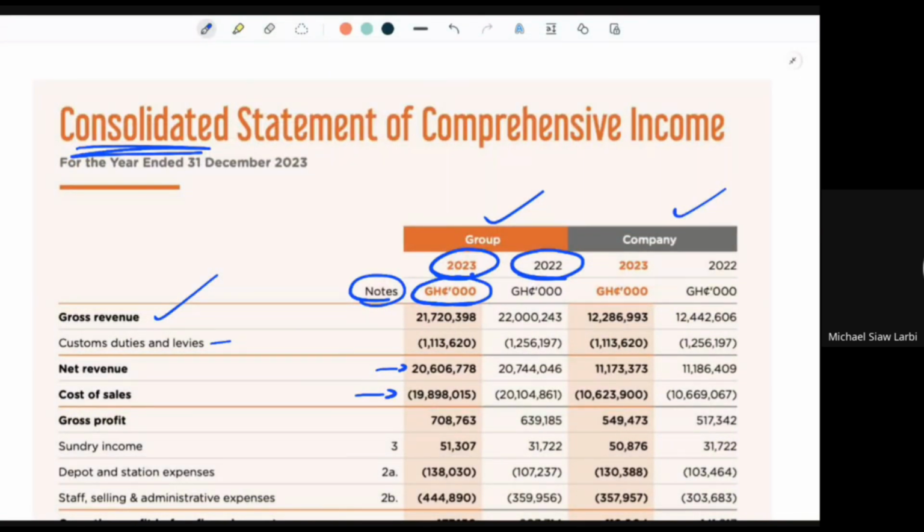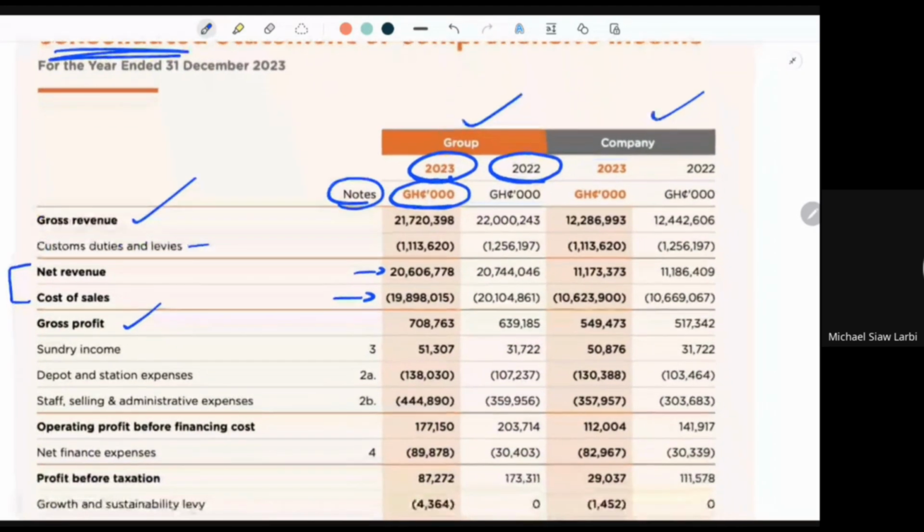Then after subtracting cost of sales from their net revenue, they made gross profit. Then they had some sundry income, which they're telling us to check note 3 for the breakdown. Sundry income will be what? Other income. They probably sold one of their stations, made an income or made a gain. Then we have the depot and station expenses. Then staff, selling, and admin expense, so employee cost and all.